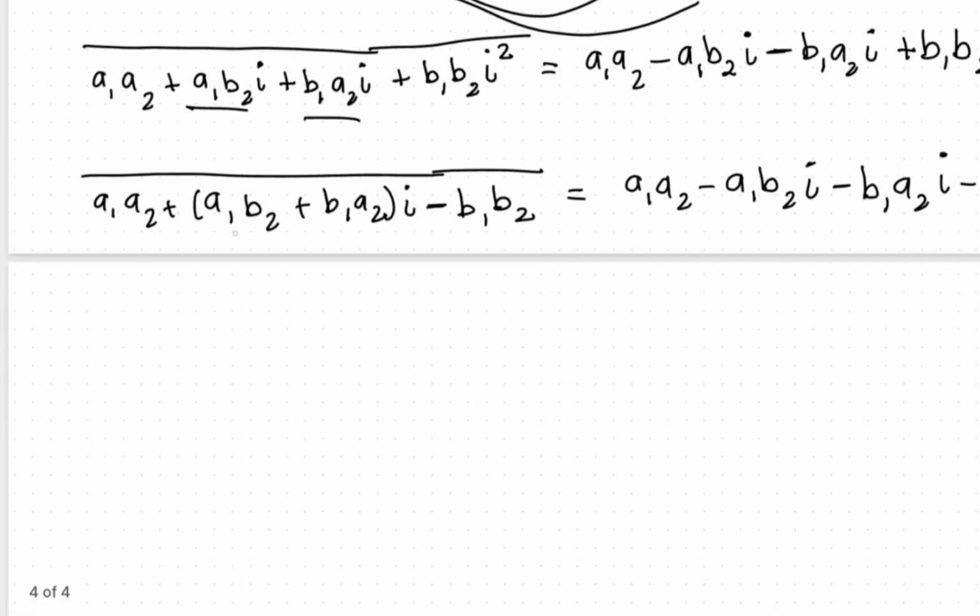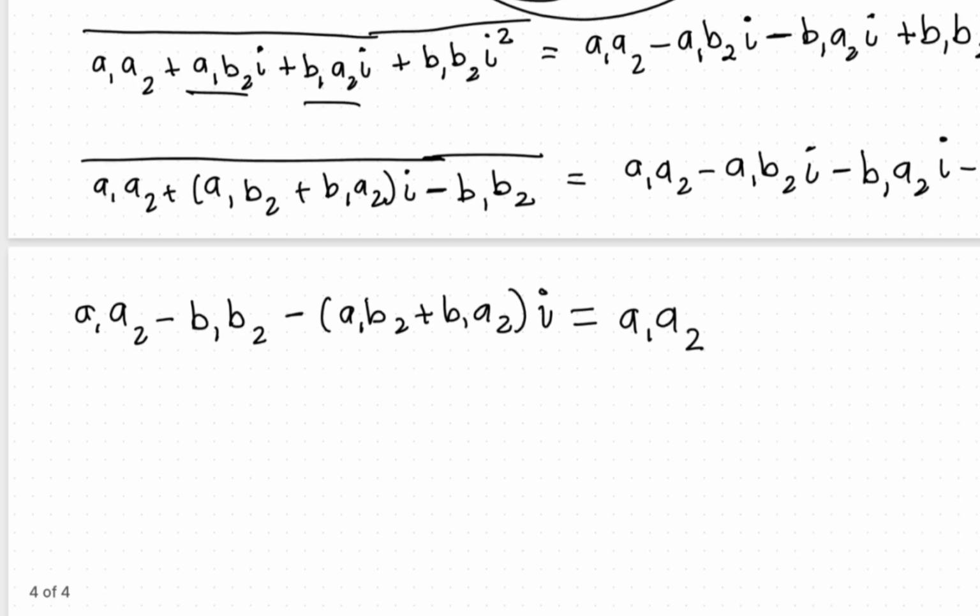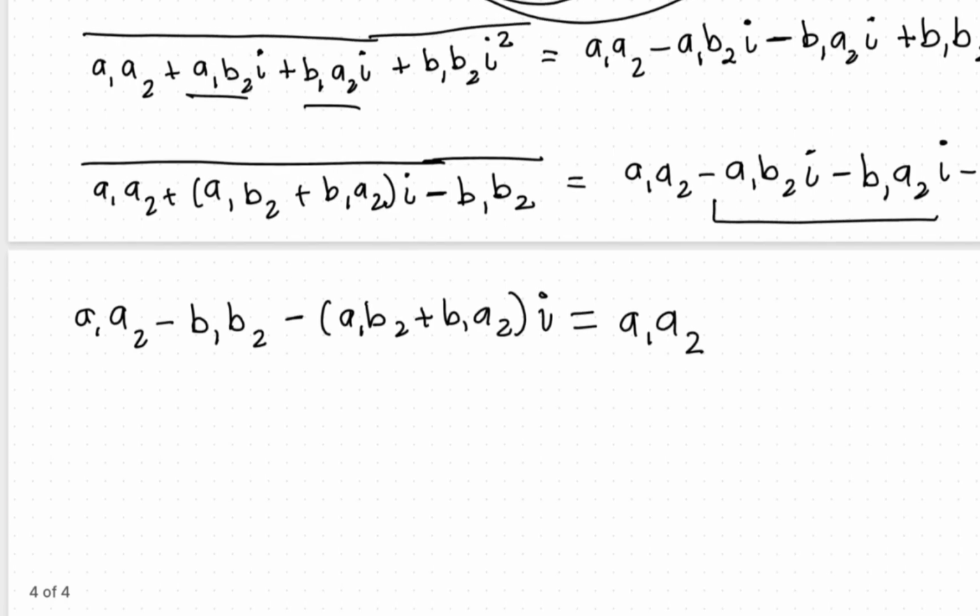So you see that this is a complex number. These are the real parts, and this is the imaginary part. So if we take a conjugate of that, we get a1a2 minus b1b2 minus a1b2 plus b1a2 i equals this whole entire thing, which is a1a2, and now we can take out the i from these two.